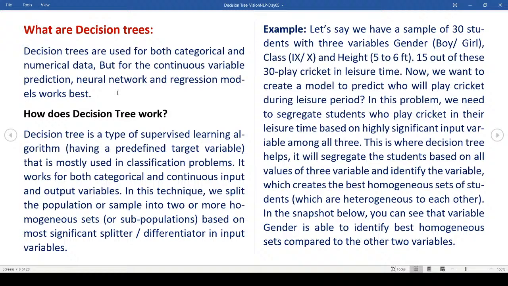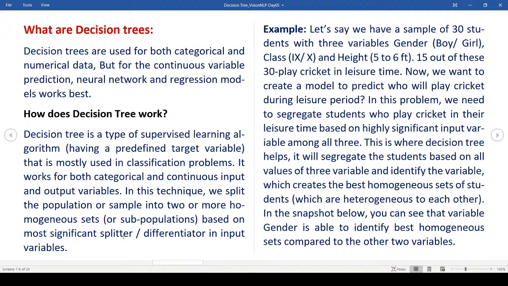As I have already explained, but this is another example, you can just quickly have a look. The decision tree is a type of supervised learning algorithm having a predefined target variable. You must have the target variable when you are doing a classification problem or a regression problem, right? So in this technique, we split the population or sample into two or more homogeneous groups, which means the same group of people or same subpopulation, based on the most significant splitter. The splitter you have to decide with your own intuition and input variable.